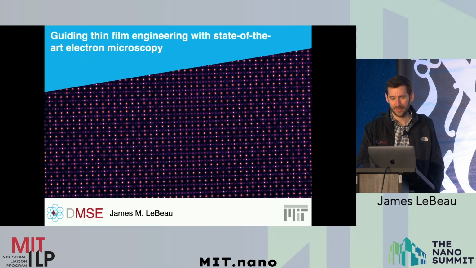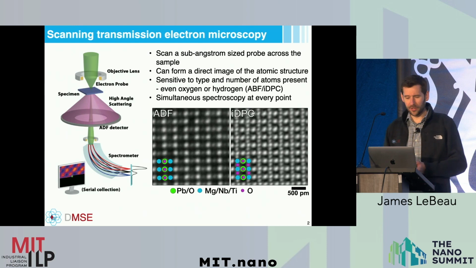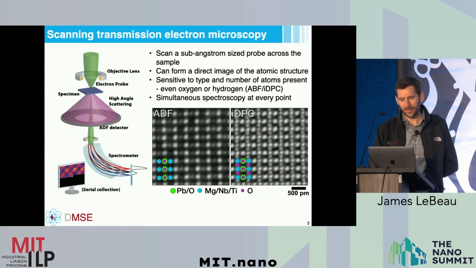So the technique of choice in my group is scanning transmission electron microscopy, where we use a very finely focused electron probe that we raster across the sample and build up our images point by point, as we have down here. So we're building up this image. We can collect simultaneously spectroscopic information, and these are the images that you would typically see.